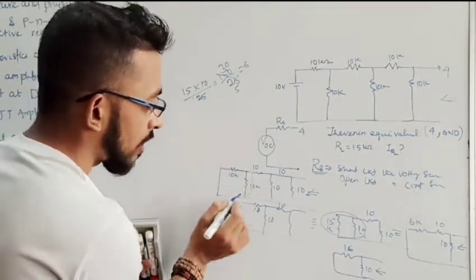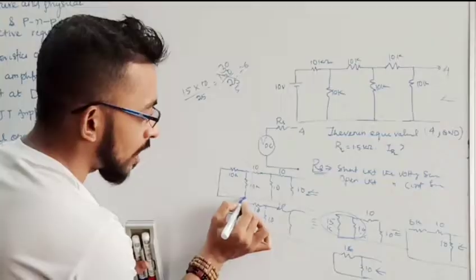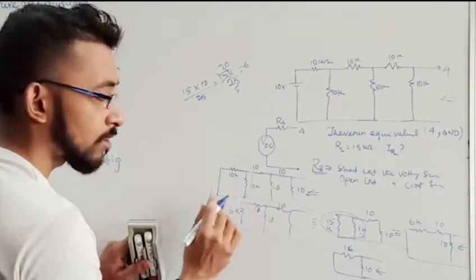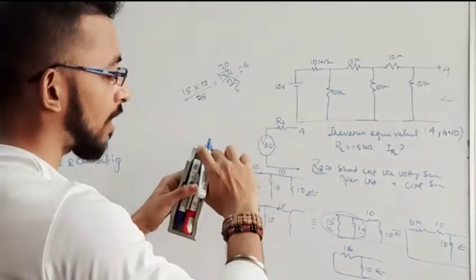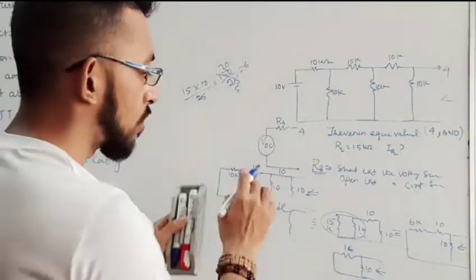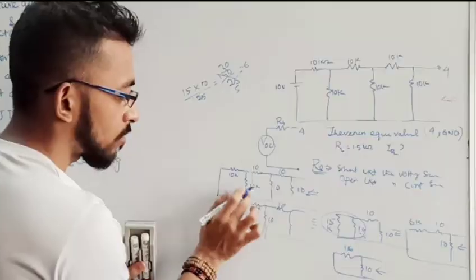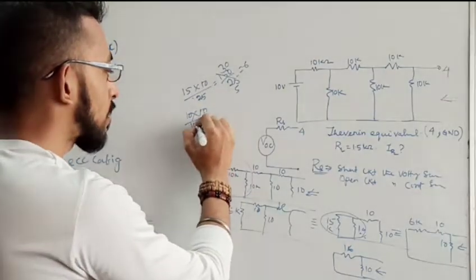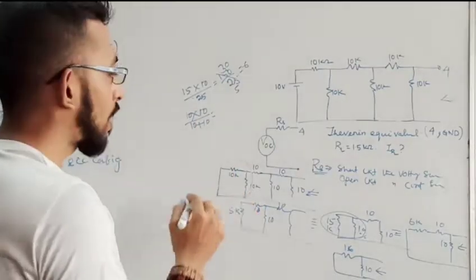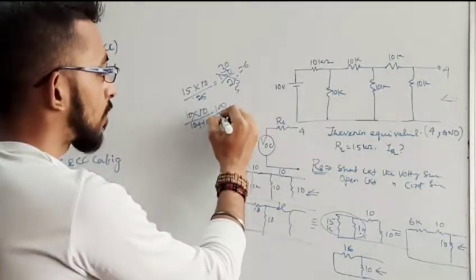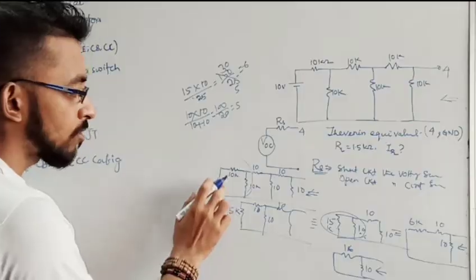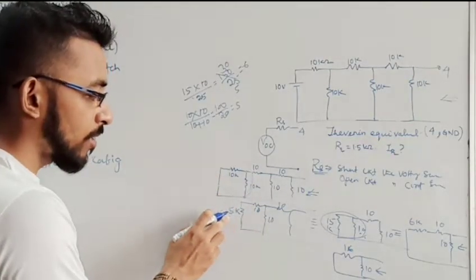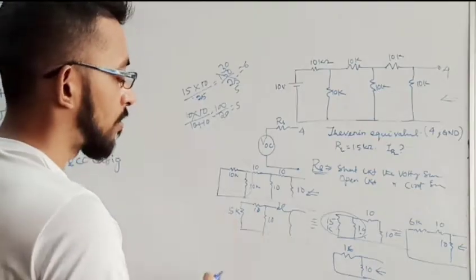This 10 kilo ohm and this 10 kilo ohm are in parallel. How? This is one node, this is one node, and between these two nodes there is one resistor and another resistor. Since two resistors are connected between common nodes, they are in parallel. So 10 into 10 upon 10 plus 10, which is the rule for resistors in parallel connection. It is 100 upon 20, which is 5. When the two resistors are equal, I can simply halve it for the parallel connection. It is 5 kilo ohm.